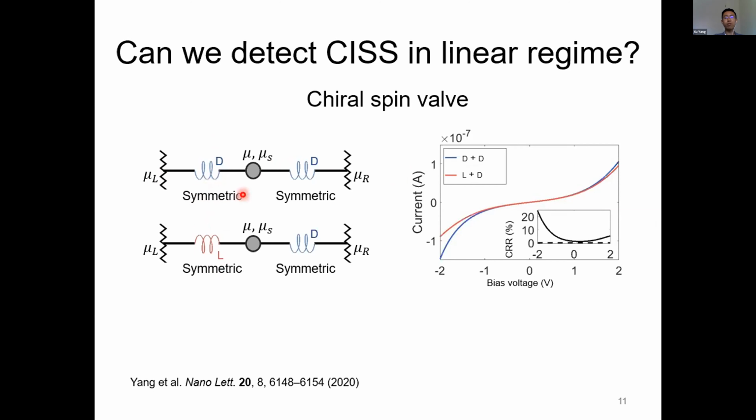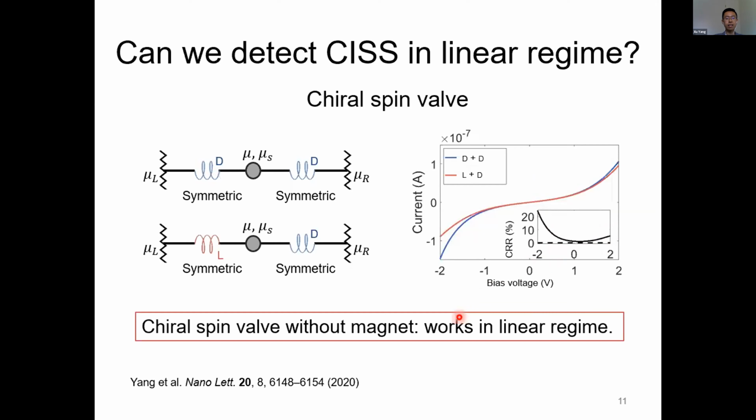That's because now we have two elements that are described by matrices with the same symmetry. I now show two IV curves corresponding to the two configurations. Indeed, even at a low bias, close to zero bias, we have a finite signal. It can then be further enhanced as we go to the nonlinear regime, to higher bias. So a chiral spin valve without a magnet can detect chirality in the linear response regime.